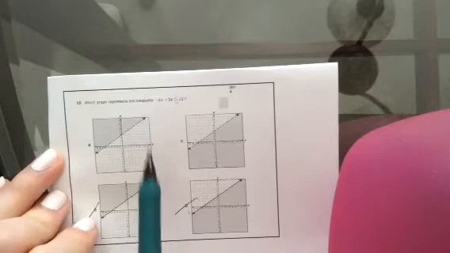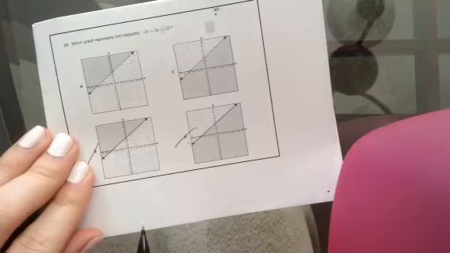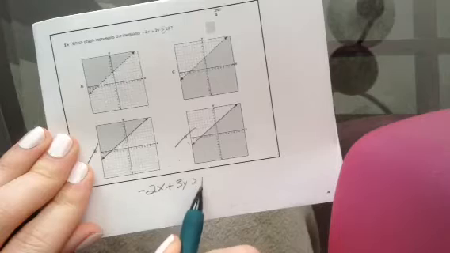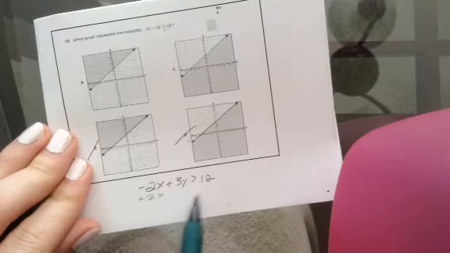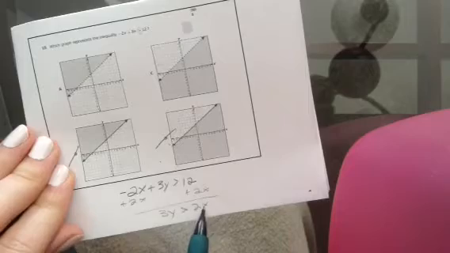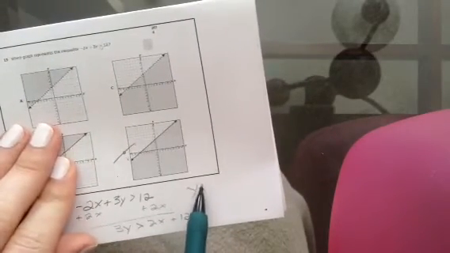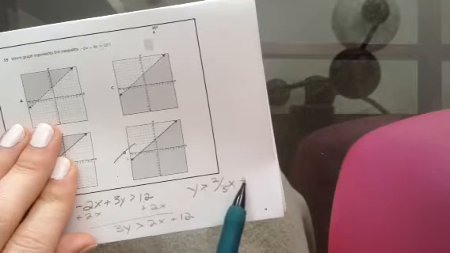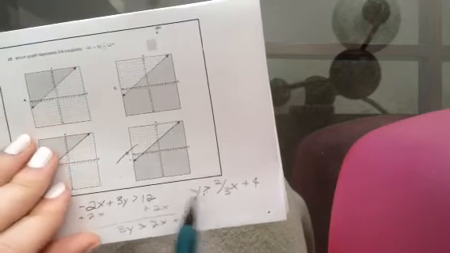Now, to really understand this, we need to put it into slope-intercept form. Negative 2x plus 3y greater than 12. Remember, I want the y by itself, so we add 2x to both sides. 3y is greater than 2x plus 12. I'll divide everything by 3. Y is greater than 2/3 x plus 4. I did not flip the sign because I did not divide by a negative, so my sign stays this way.